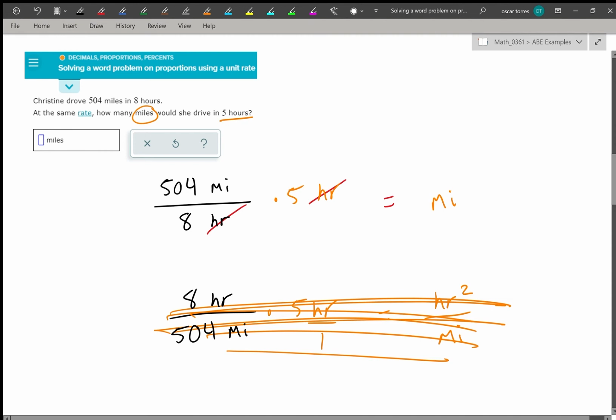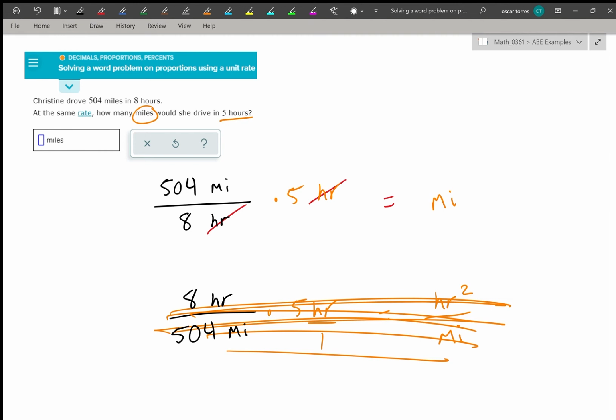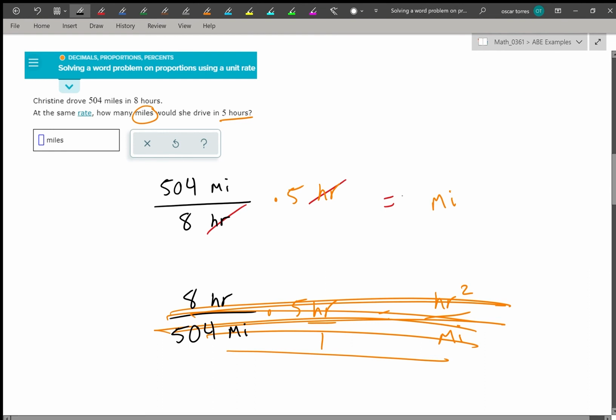So going back to this first expression, the only thing left is to do the math, or use the calculator to do the math for us. So we have 504 divided by 8. That's 63, and then we multiply it by 5 and we get 315. So our final answer ends up being 315 miles.